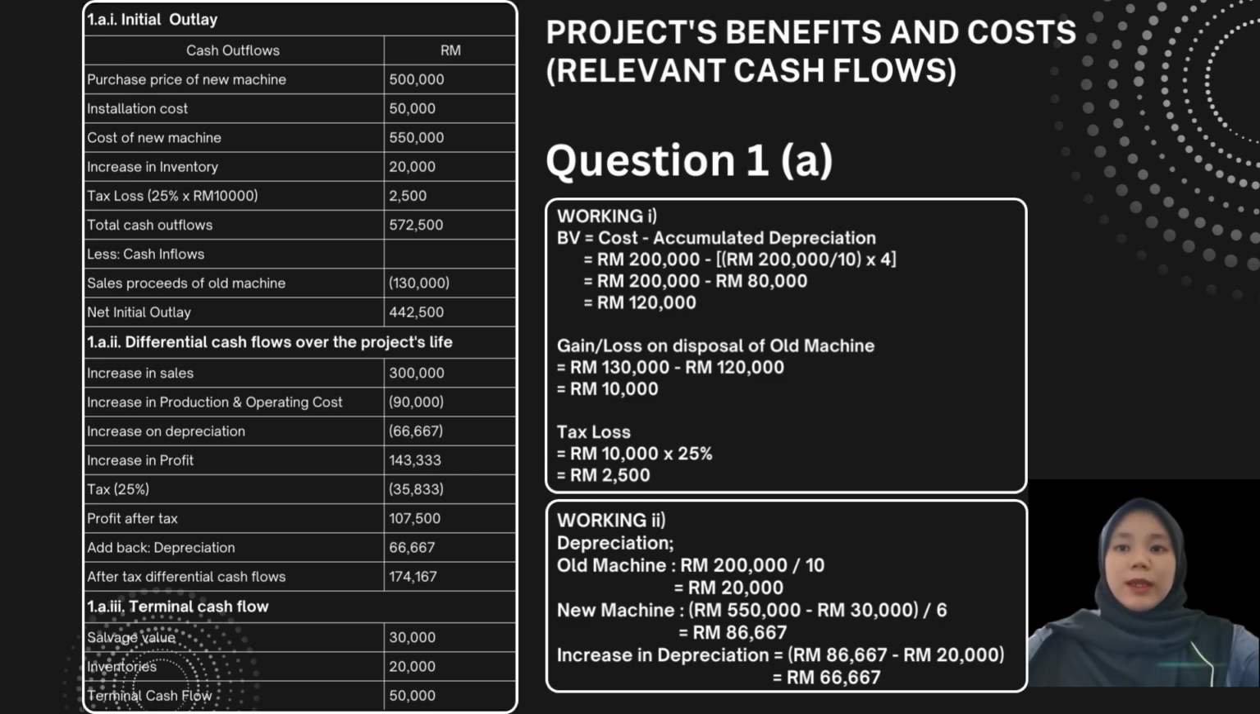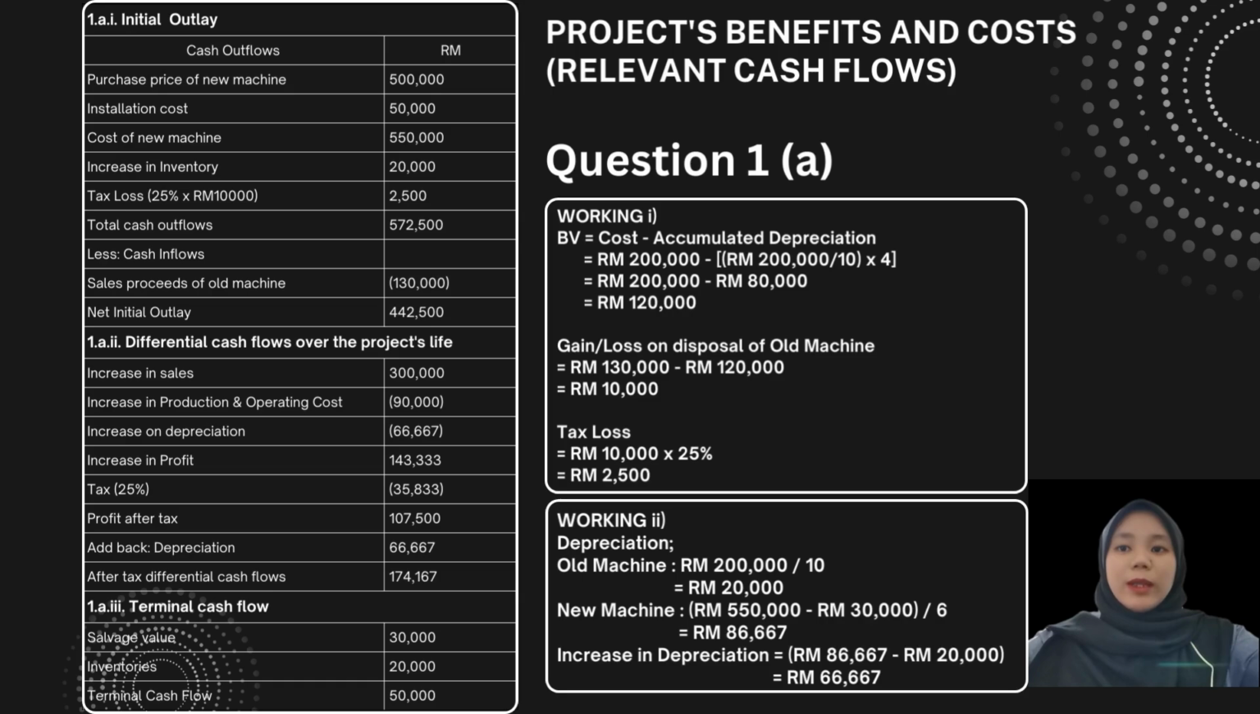Firstly, we calculate the initial outlay by adding the cost of the machine, where the cost of the machine is 500,000 plus the installation cost of 50,000. Since the training cost is a sunk cost, we do not add it because it was incurred in the previous month.